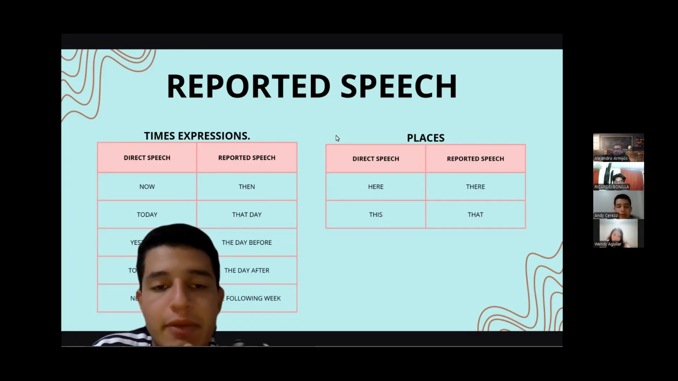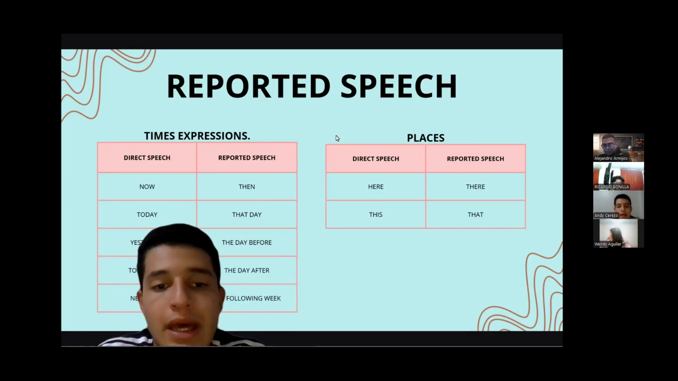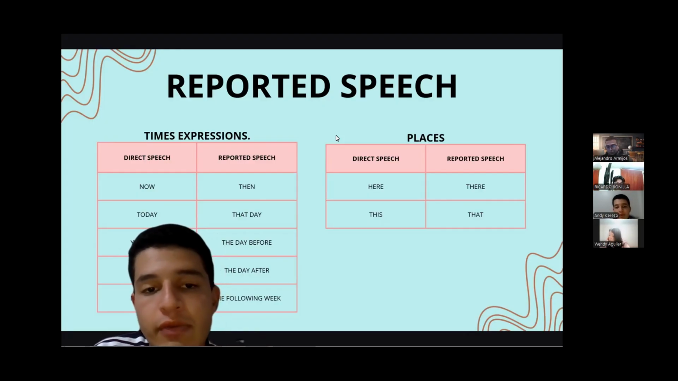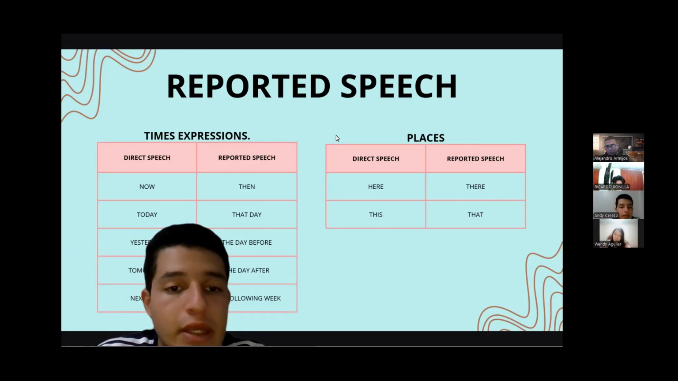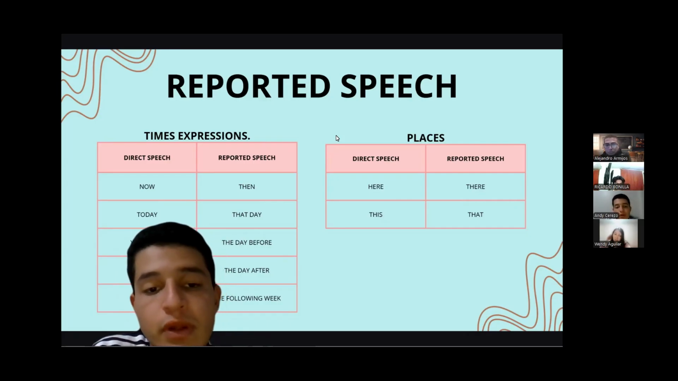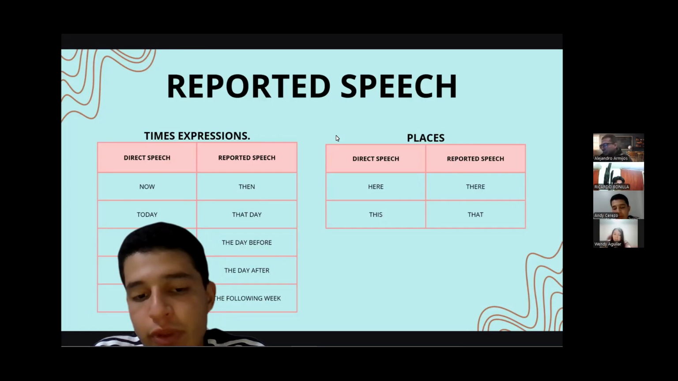Clearly, first we have the time expressions. In direct speech, now changes in reported speech to then. Today changes to that day. Yesterday changes to the day before. Tomorrow changes to the day after. Next week in reported speech changes to the following week.